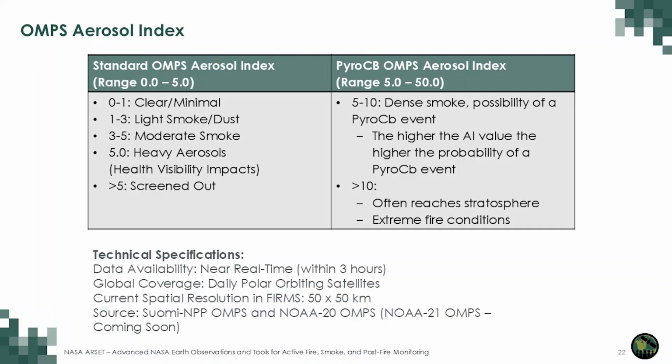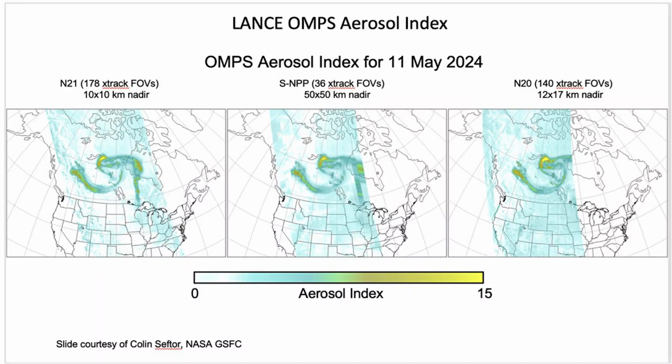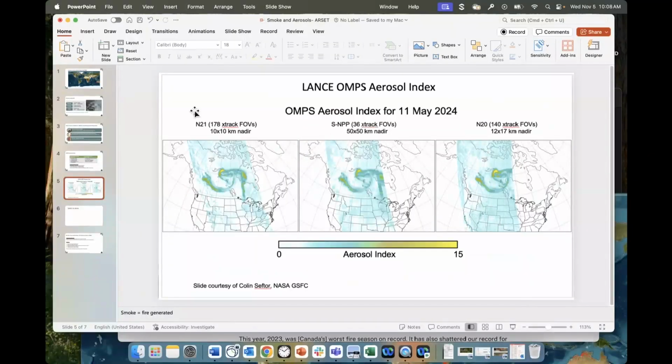But currently, FIRMS displays both the aerosol indices from SUOMI NPP and NOAA 20 at a resolution of 50 by 50 kilometers. In the near future, we plan to enhance the resolution of the NOAA 20 OMPS data to 12 by 17 kilometers and add in the OMPS aerosol index data from NOAA 21, which will have a 10 by 10 kilometer resolution. And this is what that will look like. So I'm just going to switch out here.